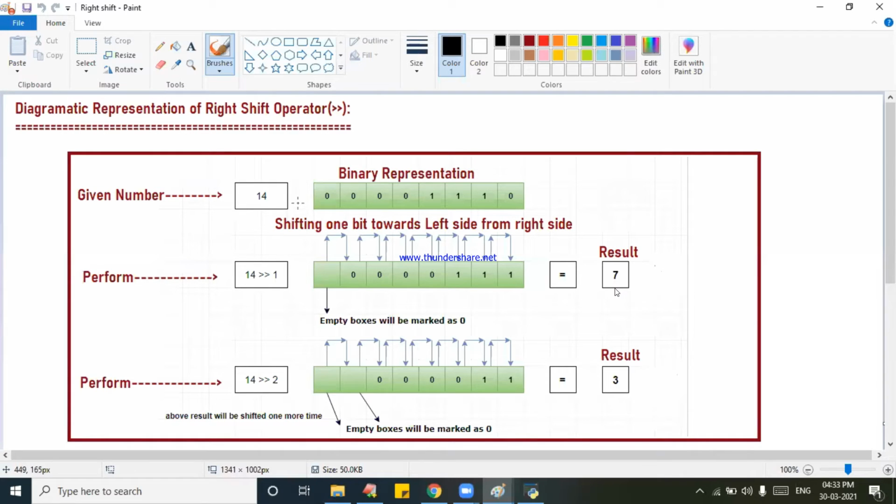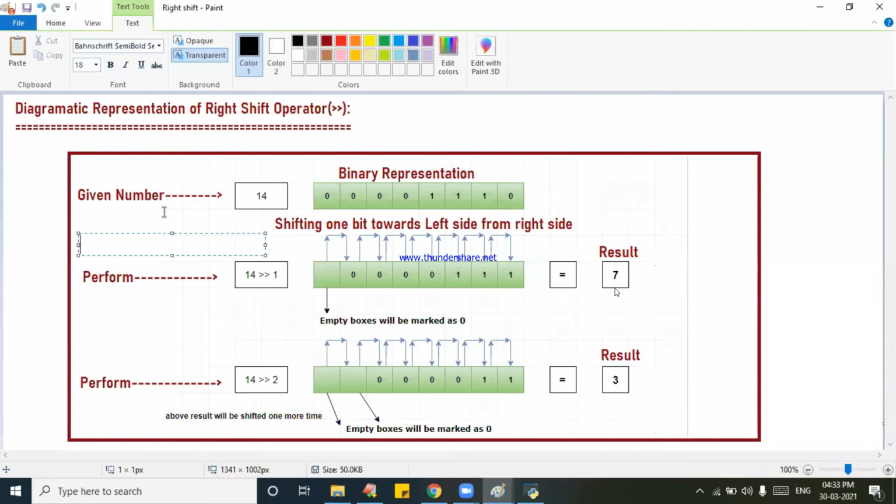Given number 14. 14 means what? 4 bits: 1110. The binary representation of 14 is 1110. Now coming to the right shift, the example: 14 double greater than 1. What is happening?